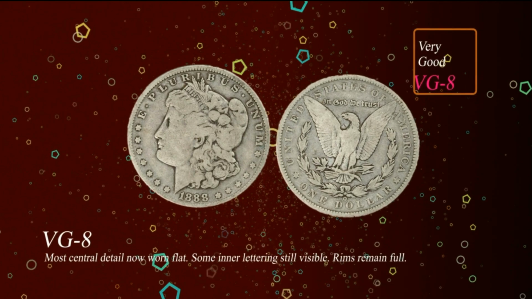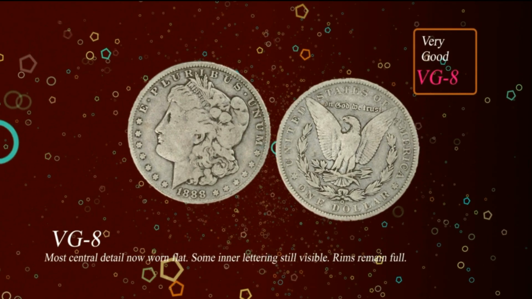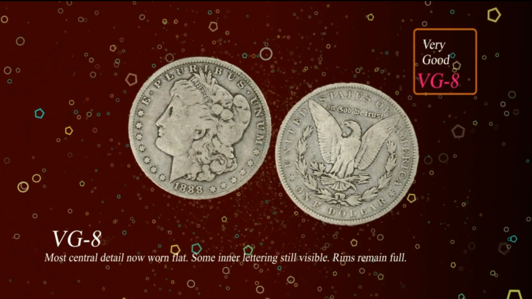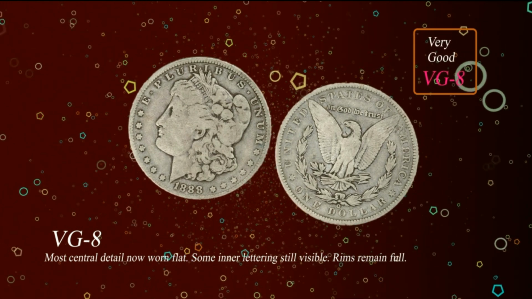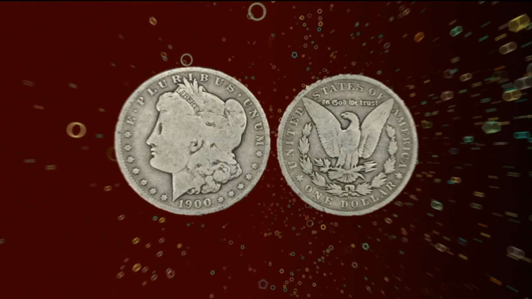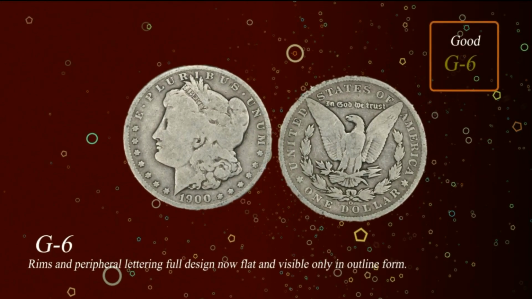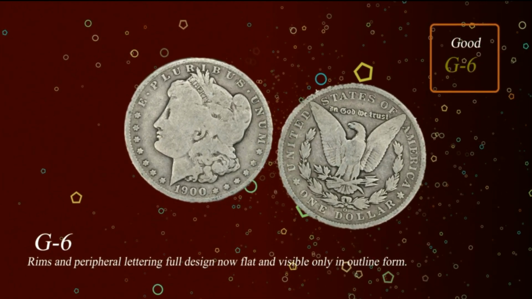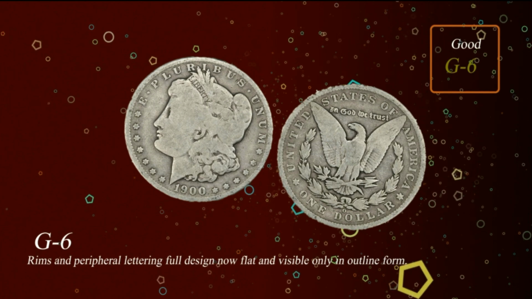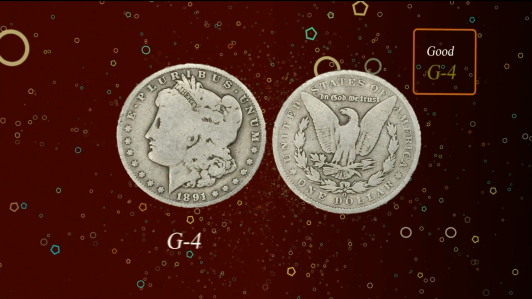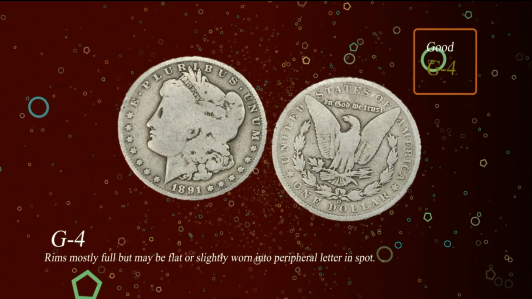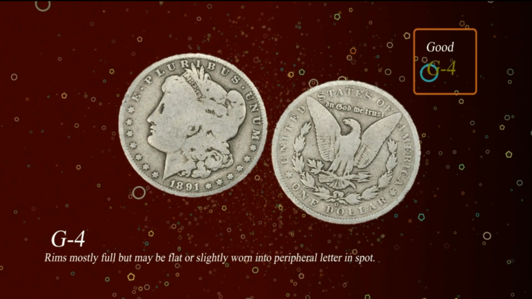Very good or VG8. Most central detail now worn flat. Some inner lettering still visible. Rims remain full. Good or G6. Rims and peripheral lettering full, design now flat and visible only in outline form. Good or G4. Rims mostly full but may be flat or slightly worn into peripheral letters and spots.